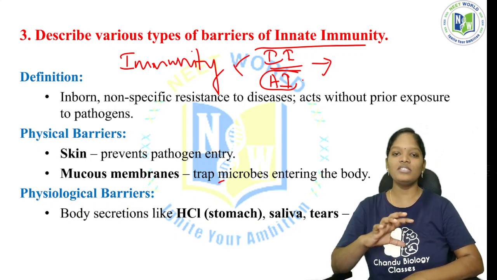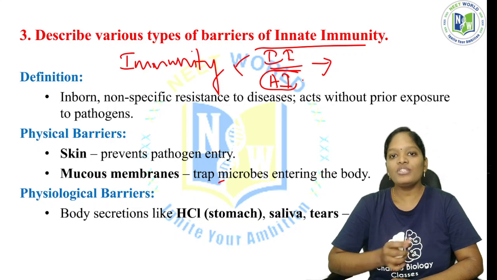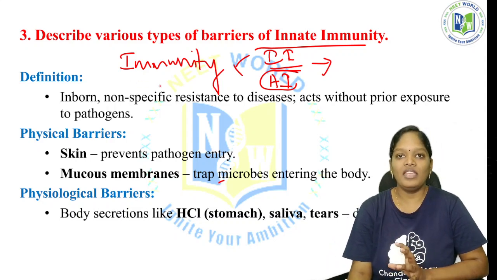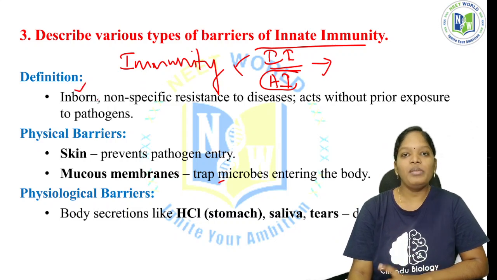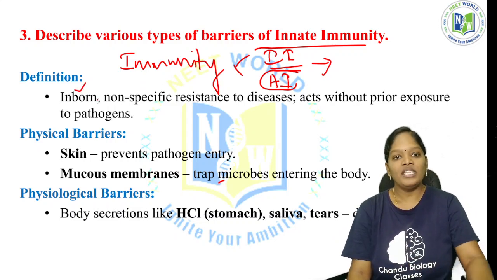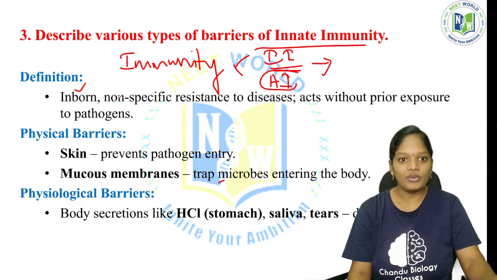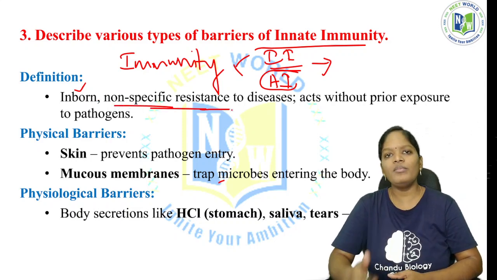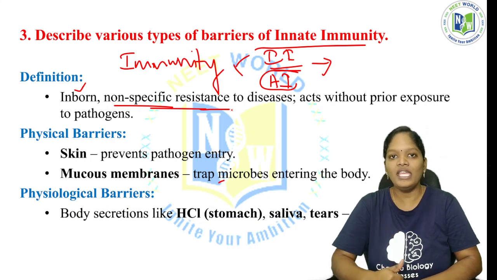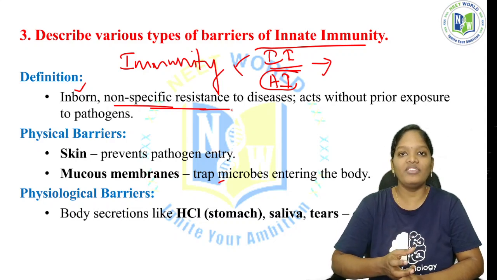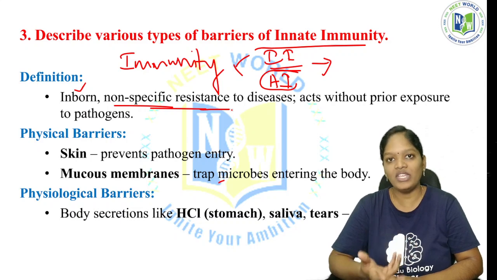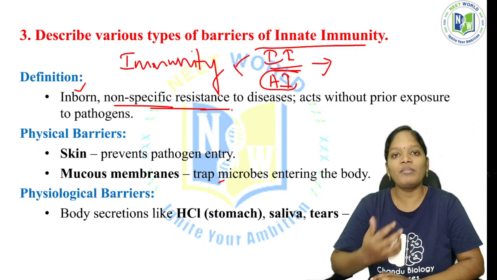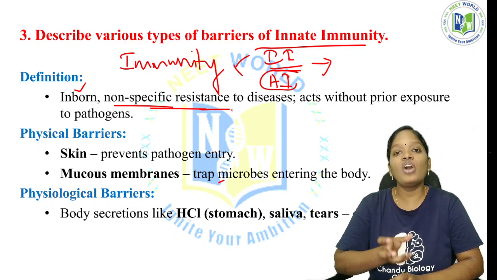Now this question deals with the barriers of innate immunity. How can we define innate immunity? First, it is inborn; this is the immunity we have by birth itself. It is non-specific resistance to diseases. Whatever the disease entering our body, this is the first line of defense. It is non-specific in nature. Whether it is bacteria, virus or fungi, whatever the microorganism, it is non-specific.